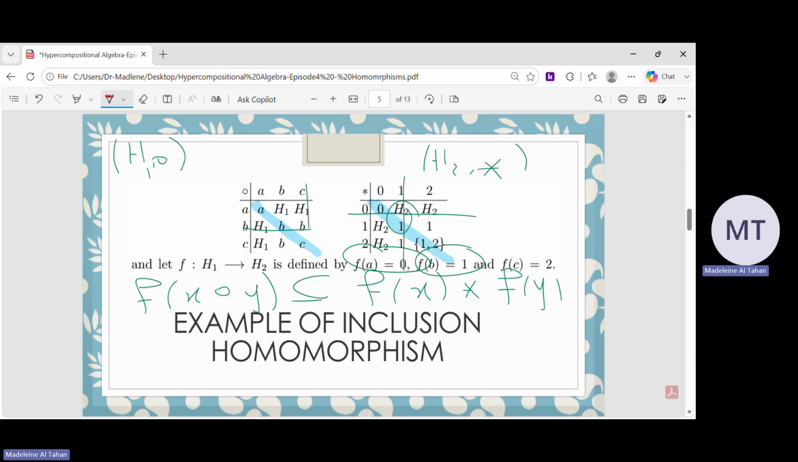It means that it's not only an inclusion homomorphism, it is a good homomorphism as well. But of course, every good homomorphism is an inclusion homomorphism, but the converse may not be true.